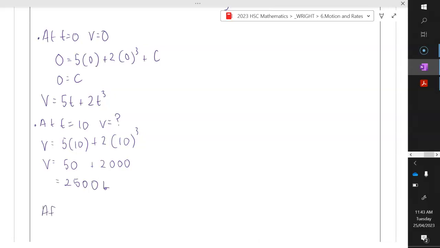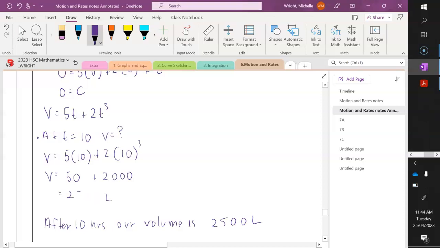So after 10 hours, our volume is 2,500 litres. Sorry, a little mistake there, not 2,500, 2,050 litres.